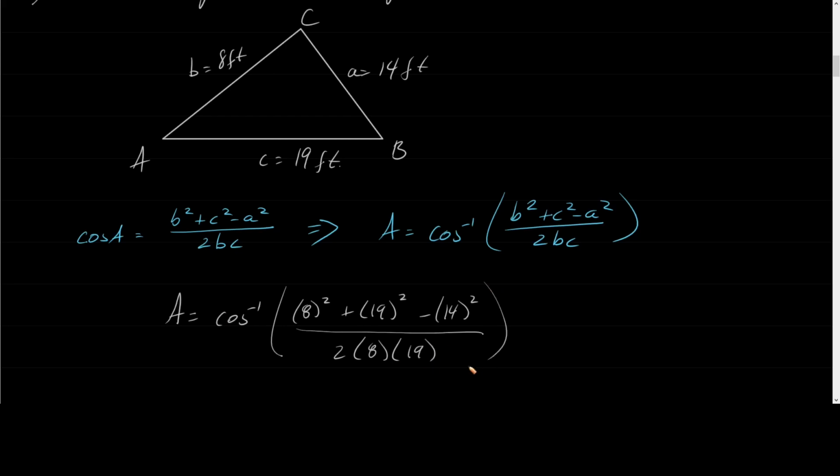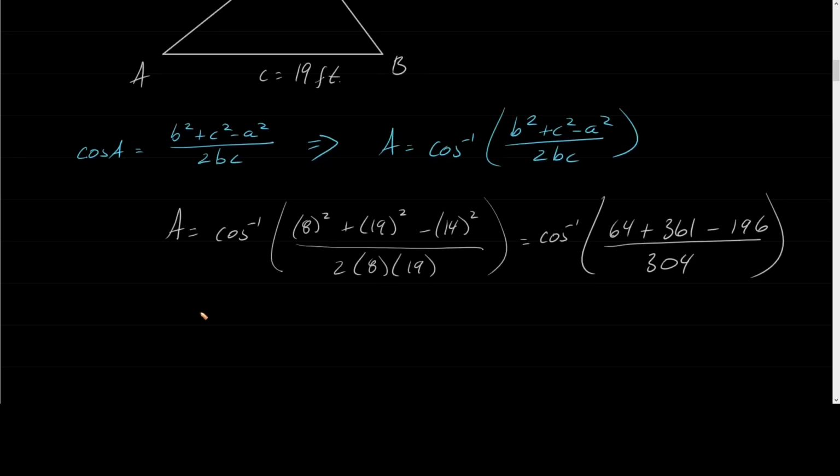At that point, what we need to do is essentially plug this into the calculator, but let's simplify a little bit. I'm going to have cosine inverse of 8 squared, which is 64, plus 19 squared, which is 361, minus 14 squared, which is 196, all of this over 2 times 8 times 19. Well, 2 times 8 is 16, times 19 is 304. We need to add that up. So we have 64 plus 361 minus 196, giving us 229 over 304. And that's what we plug into the calculator. Cosine inverse of 229 divided by 304.